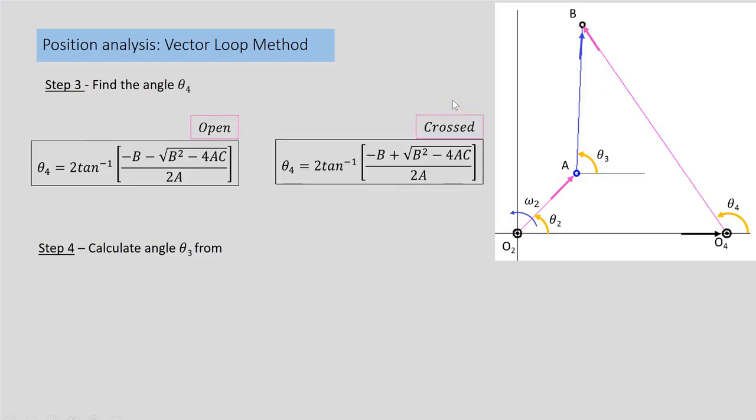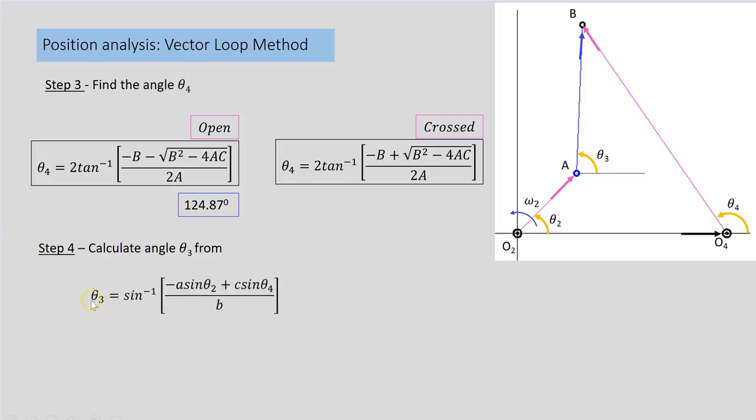Now I'll show you the theta 4 equations for open configuration and cross configuration. For open configuration, we use the negative sign. For cross configuration, we use the positive sign. Because we already identified that our 4-bar linkage is in open configuration, the theta 4 angle would be 124.87 degrees. And if we look at this diagram, it verifies our calculated angle.